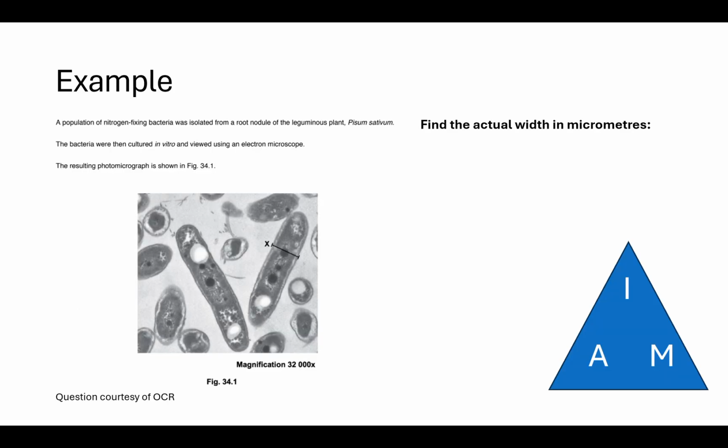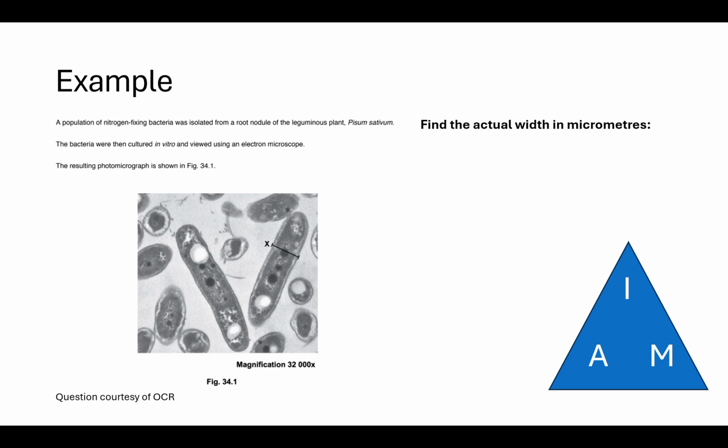So here's a question. It's a micrograph of some bacteria, and it's asking you to find the actual width in micrometers. Now, we know that magnification is how many times larger the image is compared to the actual size of the organism. We can also use this triangle, conveniently placed at the side. If you're not given this in the exam, it's okay, it's quite easy to remember, just I AM. Magnification is image size over actual size. Actual size is image size over magnification.